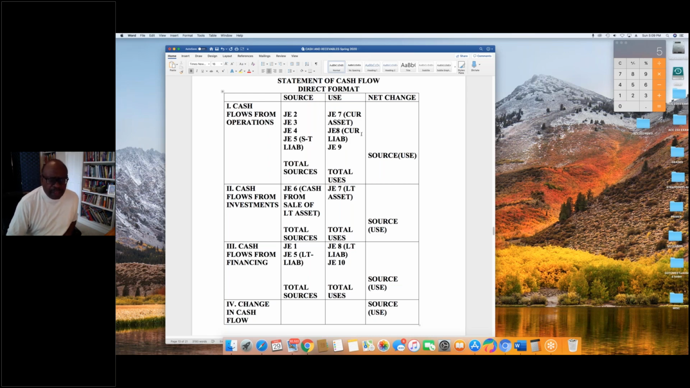Now let's look at the disbursements. In preparing the statement of cash flow, journal entries 7, 8, and 9 are going to be uses of cash in the operations. Something you're paying, your current bills. Journal entry 7, when we buy a long-term asset versus a current asset, it's going to be down here in investment. Then journal entry 8, when we pay a long-term liability, and journal entry 10, when we pay dividends, is going to be located here.